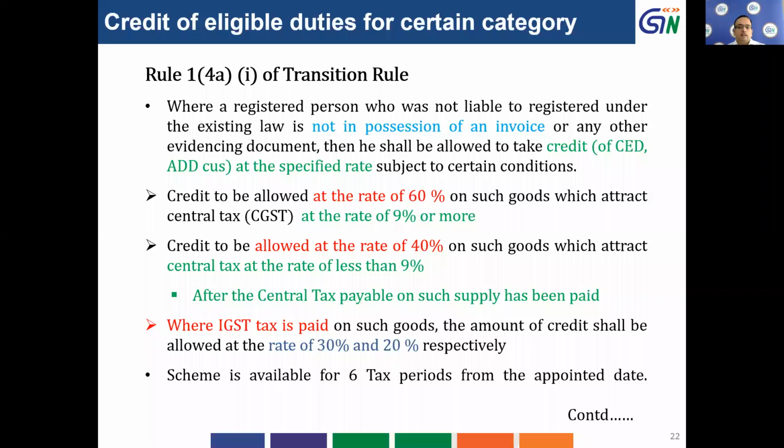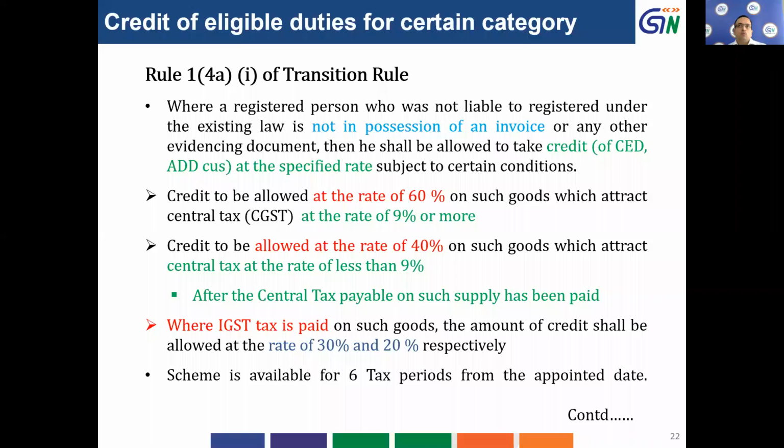If total duty is 18% or more, that means the CGST rate is 9% or more, then he will be liable to tax credit of 60% of such goods. So he will only be liable to pay 40% of the duty. And if the rate of duty is less than 18% total, including CGST and IGST, that is, if CGST payable is less than 9%, then he will be liable to credit of 40%. So what is going to happen is that he has to first pay the tax. The tax has to be paid as per the assessable value of the goods, and after that he will be entitled to 60% of the credit if the total duty payable was more than 18%, and he will be entitled to 40% of the credit if total duty payable was less than 18%.